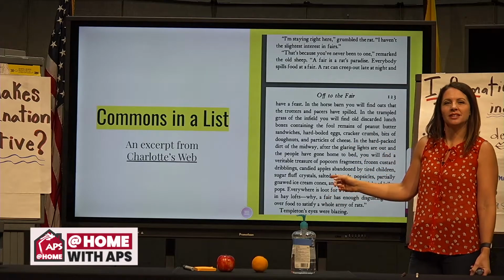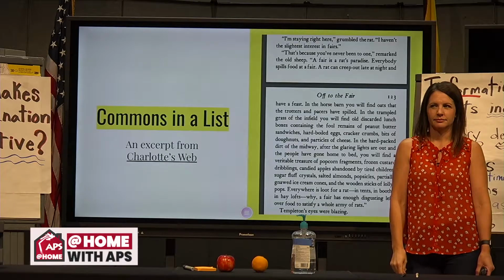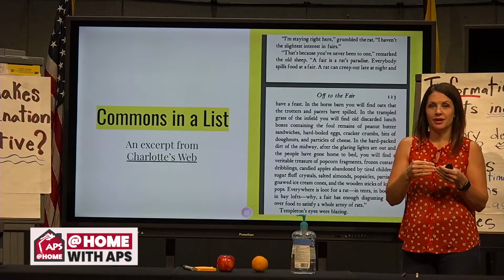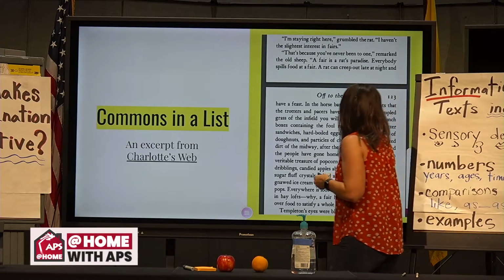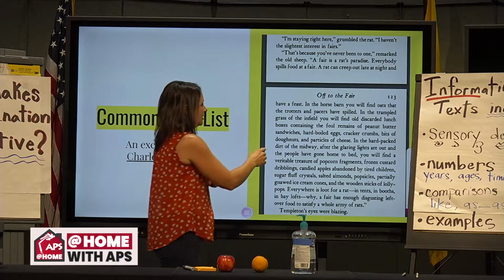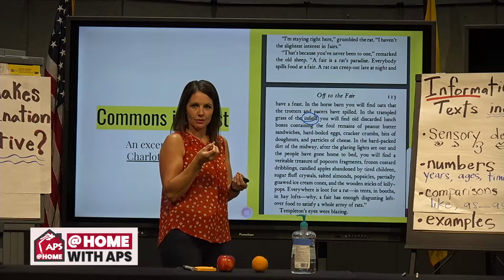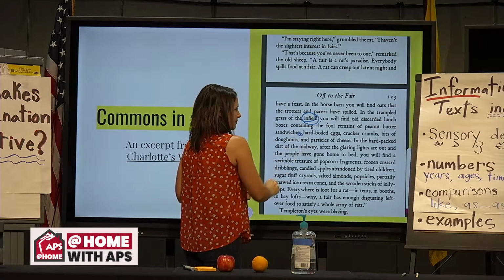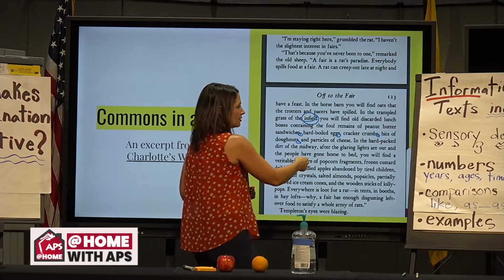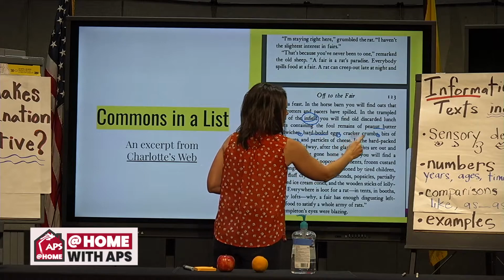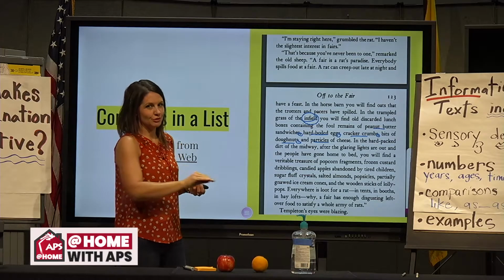What's happening in this excerpt? The old sheep isn't telling Templeton, hey, there's a lot of food. Instead, the old sheep is giving Templeton so many examples. When the old sheep says, in the infield, you will find old lunchboxes containing the foul remains of peanut butter sandwiches, hard-boiled eggs, cracker crumbs, bits of donuts, and particles of cheese. That's 1, 2, 3, 4, 5 different items that Templeton can eat. But then the old sheep goes further.